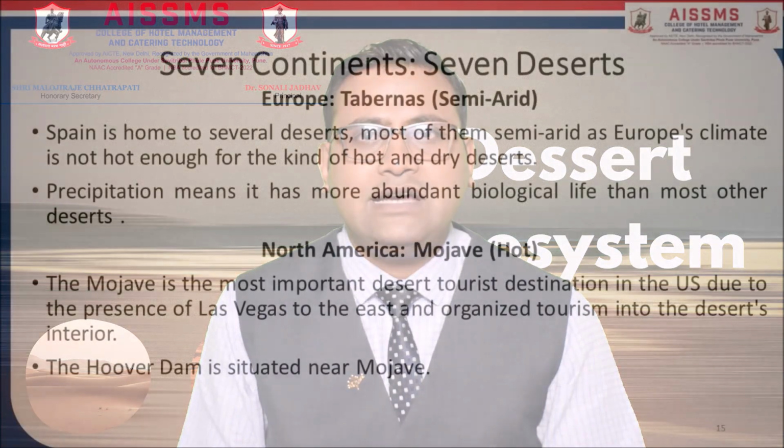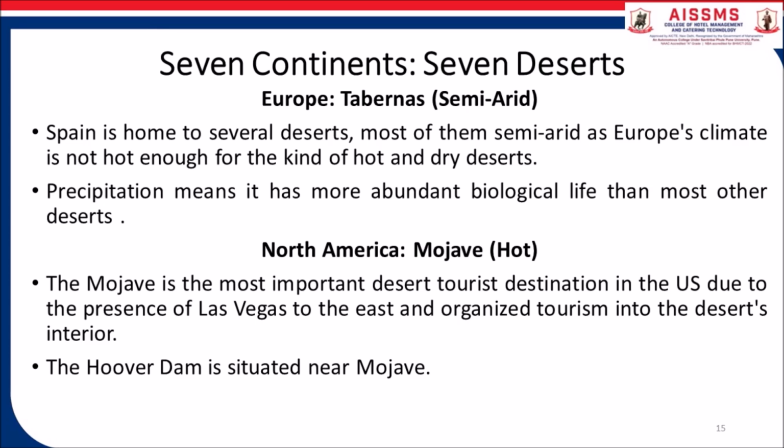Next, we come to Europe, in which a semi-arid desert known as Tabernas Desert is situated. Spain is home to several deserts, most of them semi-arid, as the European climate is simply not hot enough for the kind of hot and dry deserts seen in North Africa and the Middle East. Precipitation means it has more abundant biological life than most other deserts.